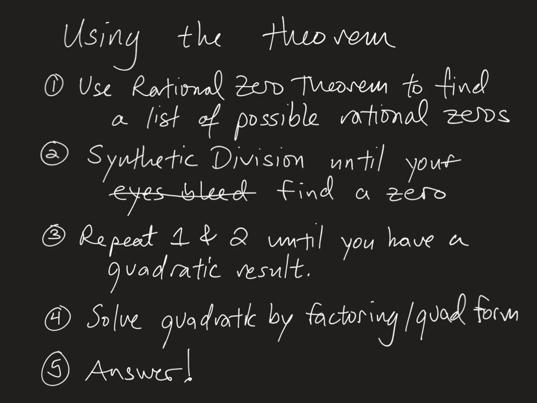That could take a few iterations to find a zero for that function. And I've got a couple hints to help you along the way with that. 3, you will repeat steps 1 and 2 until you have a quadratic result from the synthetic division. 4, you will solve that quadratic by factoring or using the quadratic formula, things that you already know how to do. And then 5, you have to give your answer.